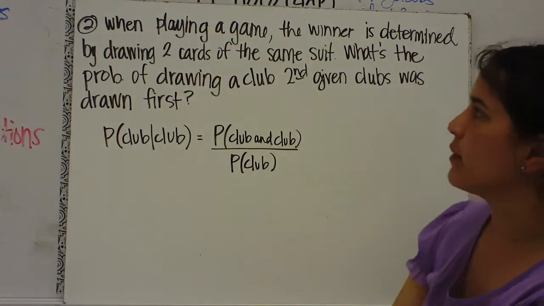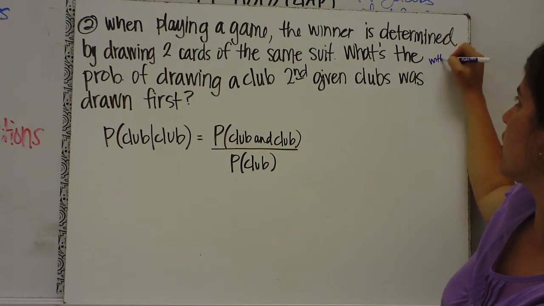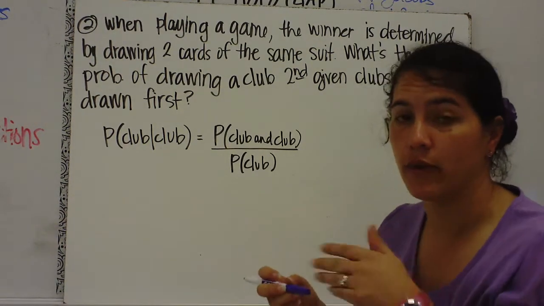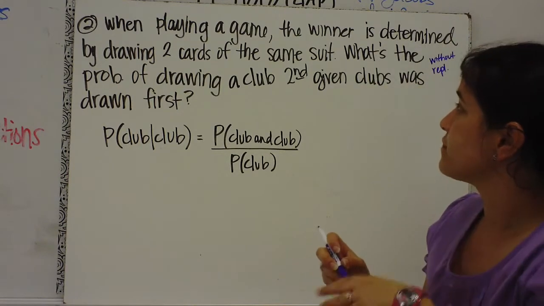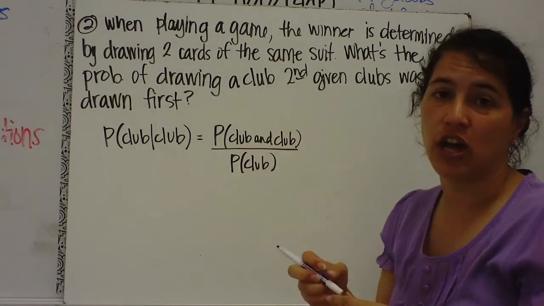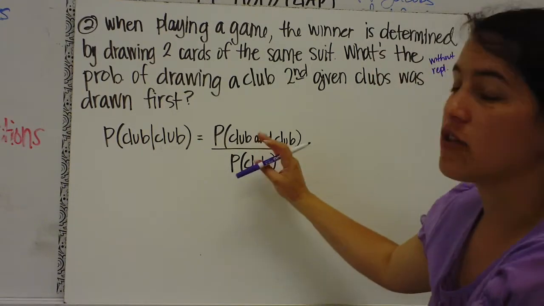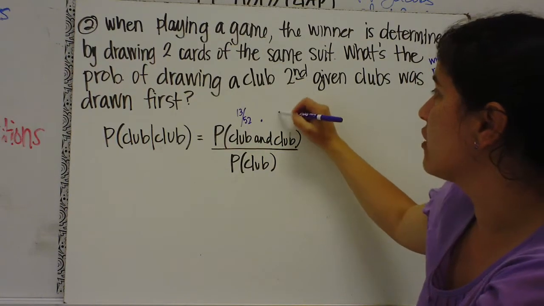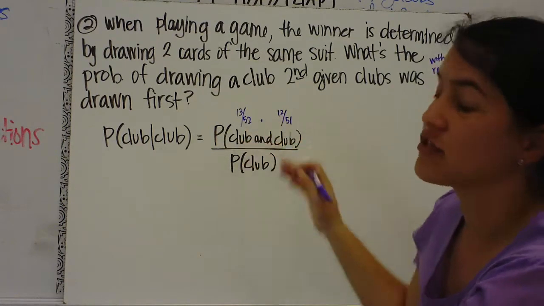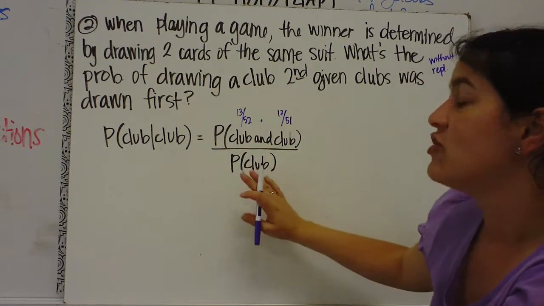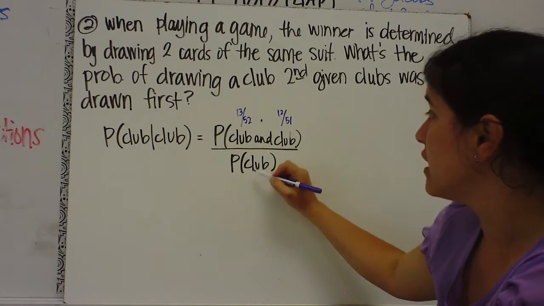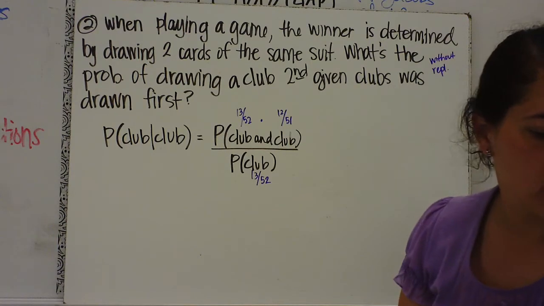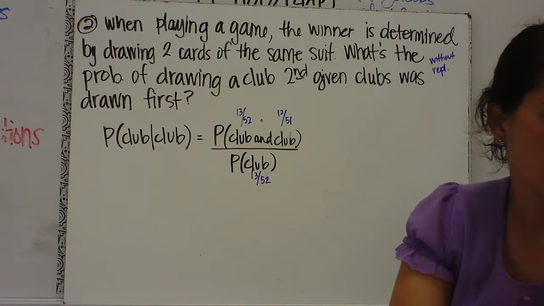It doesn't say in the problem, but we can know that this is without replacement because they're going to be drawing two cards, 1, 2, and they're not going to put it back. So the probability of a club and a club, when you see and, you know that means intersection. So the probability of a club is 13 out of 52, and the probability of another club would be 12 out of 51, because remember we didn't replace it.